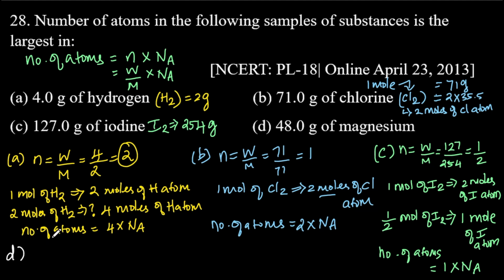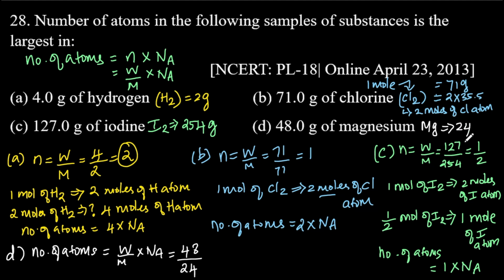In option D, 48 gram of magnesium is given. Magnesium exists as Mg only. So number of atoms we can directly calculate. Number of atoms is equal to number of moles, that is given mass by the molar mass, into Avogadro number. So the given mass is 48 divided by molar mass 24 for magnesium, into Avogadro number. So the answer is 2 into Na.